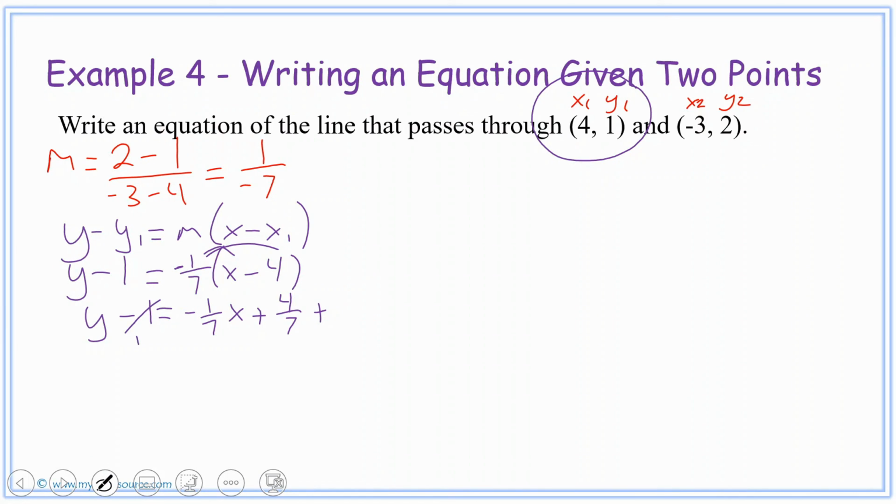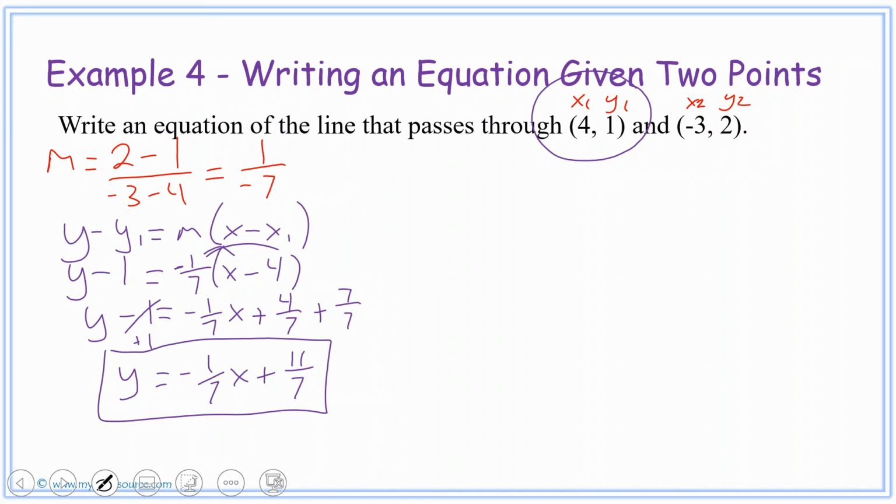1s will cancel. And when we add the 1 over here, I'm just going to skip a step to 7 over 7, which is the same as 1. All right, so we're going to have y is equal to negative 1 over 7 x plus 7 plus 4, that's going to give us 11 over 7. All right, and so that would be our final answer there. y equals negative 1 over 7 x plus 11 over 7.